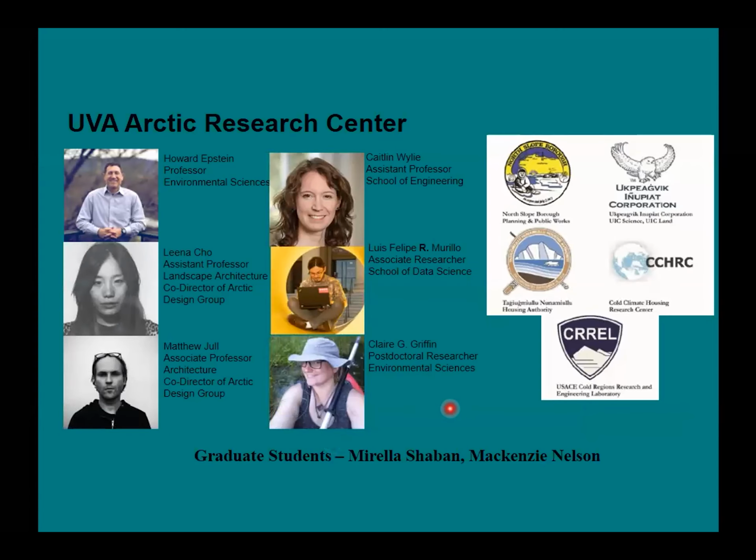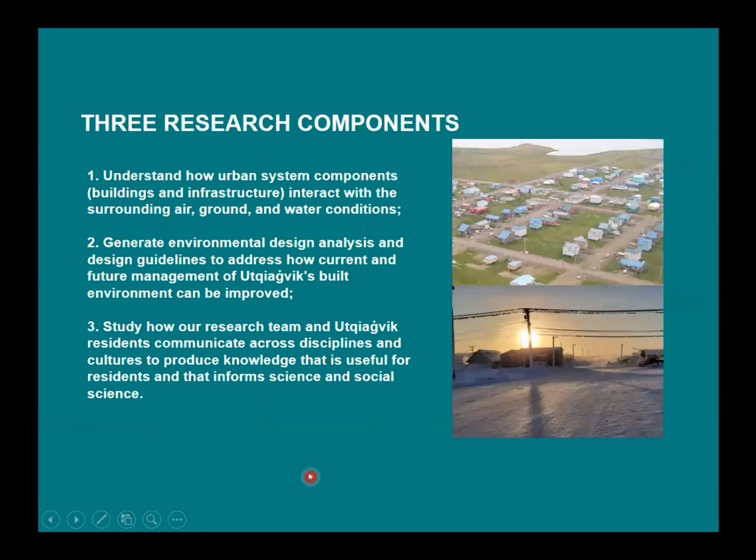This is our team. We have a really interdisciplinary team. We have architects, we have environmental scientists, we have a social scientist, we have a data scientist, and we have collaborators from the Army Cold Regions Research and Engineering Laboratory, also a government agency, the Cold Climate Housing Research Center, and different local indigenous organizations, and some new graduate students on the project. So we have three main research components.